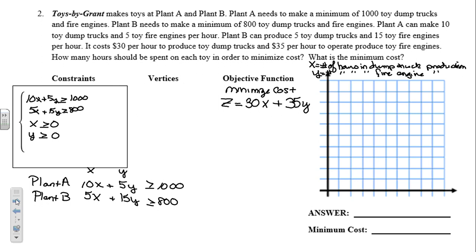The problem is, think about what's happening here, right? We're going to have some kind of a line, and another kind of a line. But are we shading in the direction of 0, 0? We're going to be shading outward, aren't we? So we'll have an unbounded graph, and we want to figure out which of those three vertices is going to give us the minimum cost in labor hours or production hours. Make sense? All right. I'll leave you to it.